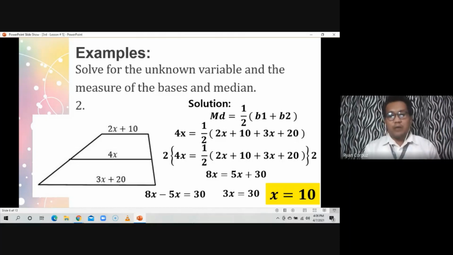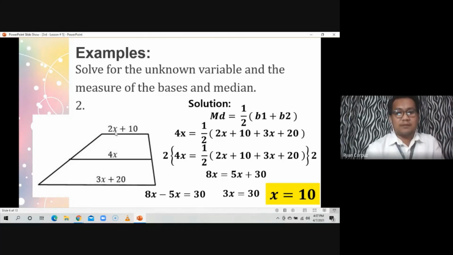So by knowing that value of x, which is equal to 10, we can now find out what other things we have to look for in the given trapezoid. Ano hinahanap pa natin? The measure of the bases as well as the median. So, ano yung measure of the bases? So, yung 2, substitute lang natin yung value ng x na 10.